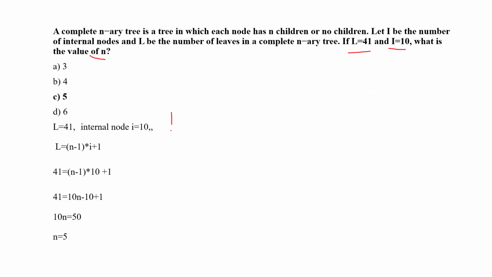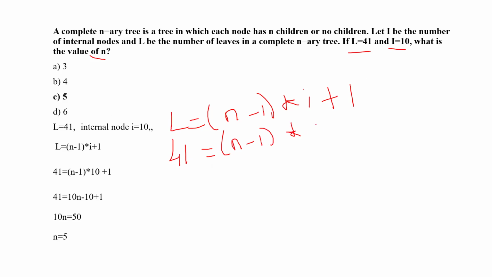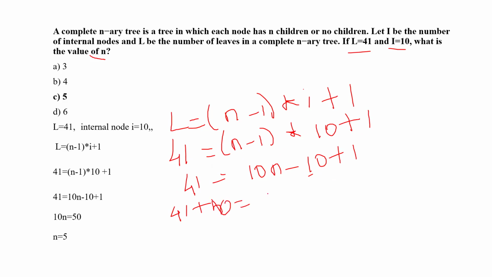Okay, so the same thing, L equal to (N minus 1) into I plus 1. It's the same concept actually. Now N we don't know. L, what is the value? L is 41. Now (N minus 1) into I, which is the value 10, plus 1. Okay, now what is N into 10? 10N minus 1 into 10, 10 plus 1. Here 41. So this 41 you can take here, this 10 you can bring it here, plus 10 it will come. So 10N minus 10 plus 1.